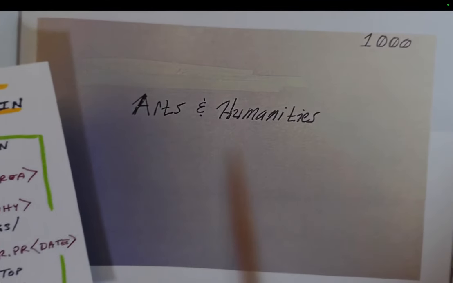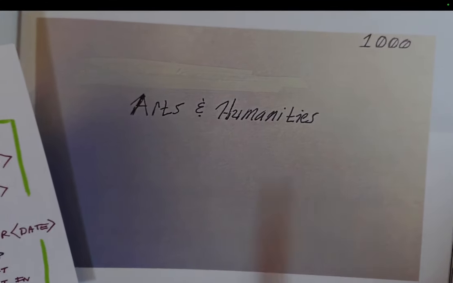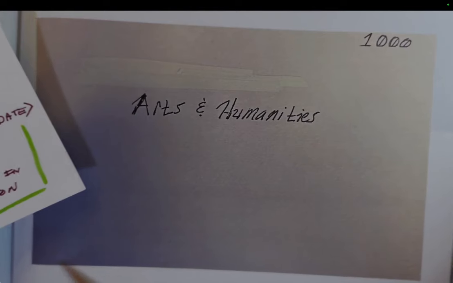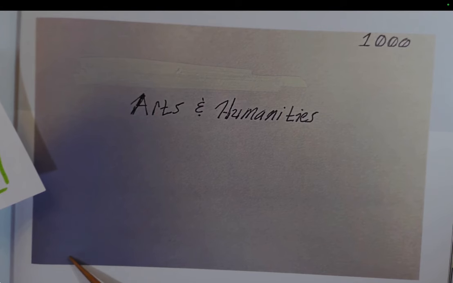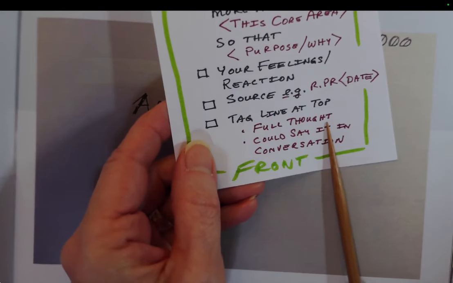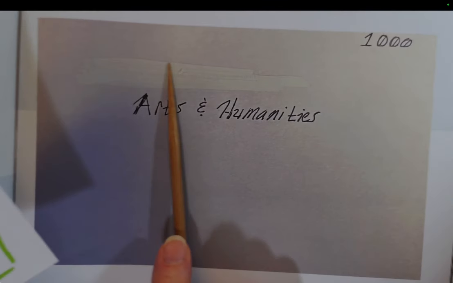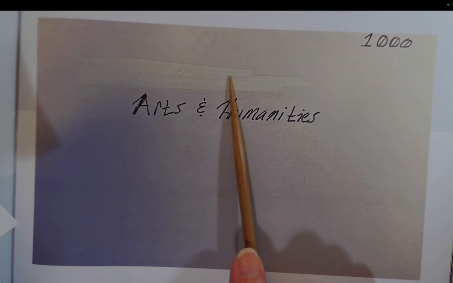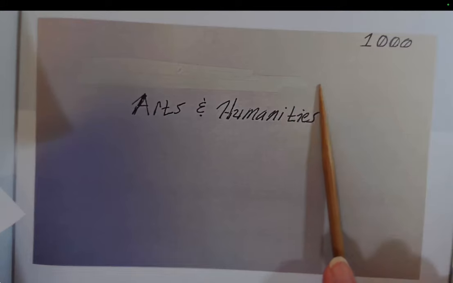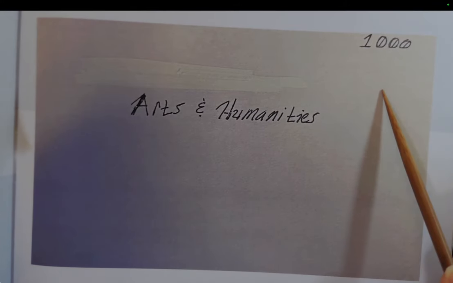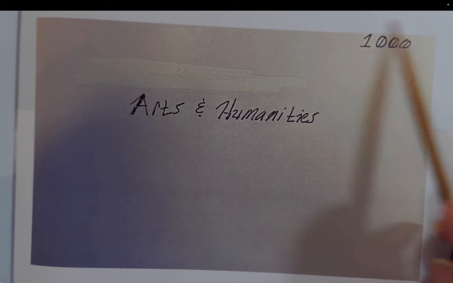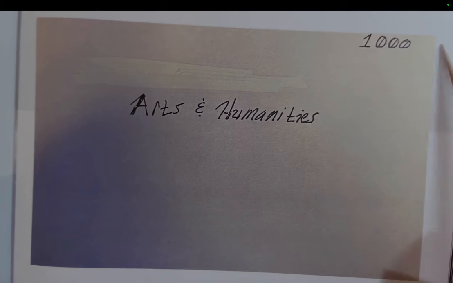Then indicate below that, what's your reaction to that? Put your name, your reference as your source. For me, that would be a personal reflection and a date. Supply a tagline at the top. Arts and humanities is vital to my life because blah, blah, blah. Whatever that tagline pulls you in for why you wanted to study arts and humanities, and then leave it with its existing card number of 1000.